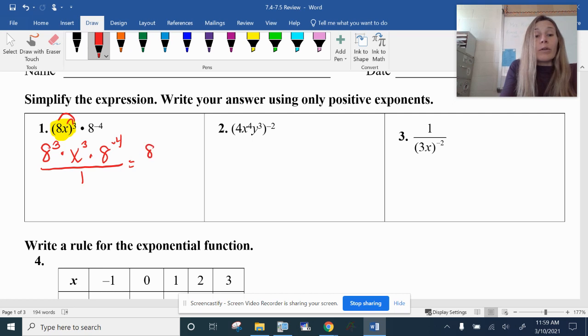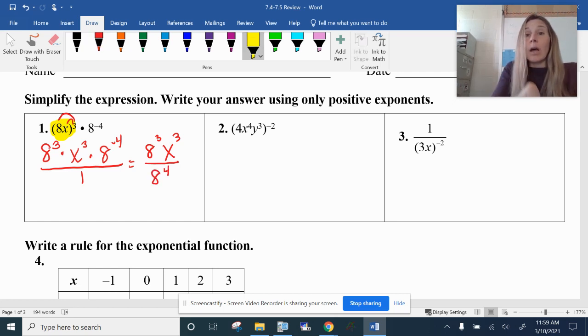So the 8 to the third is going to stay on the top. The x to the third would also stay on the top, but this 8 to the negative 4 would have to go to the bottom, and now my 4 can become positive. Now, since I have common bases here on the top and the bottom with those 8s, I can simplify those a little bit more by dividing.